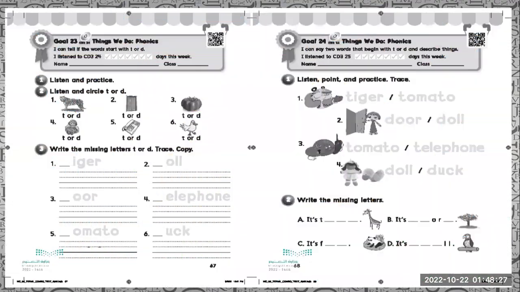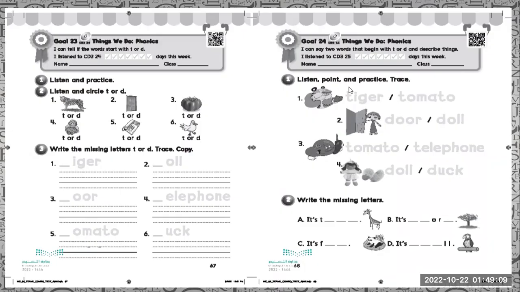Also, my dear, don't forget our homework, page number 67 and 68. And the first one, listen and practice. Number 2, listen and circle, T or D. Tiger, ta. Door, da. Tomato, ta. Doll, da. Telephone, ta. Duck, da. In number 3 also, we put the missing letter, ta or da. Tiger, doll, door, telephone, tomato, and duck.